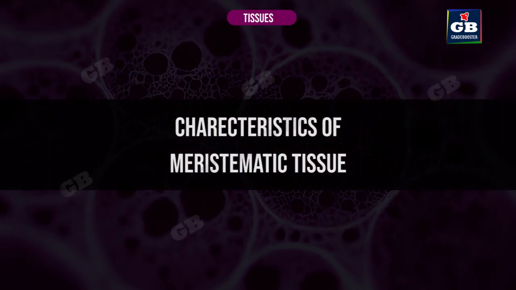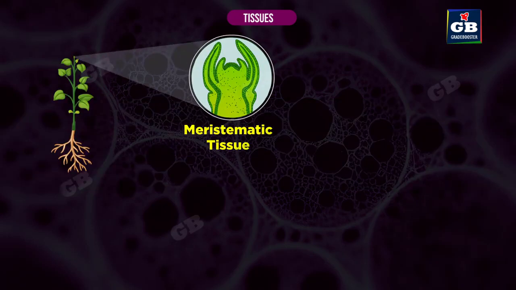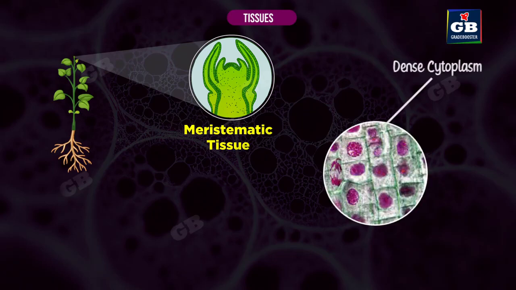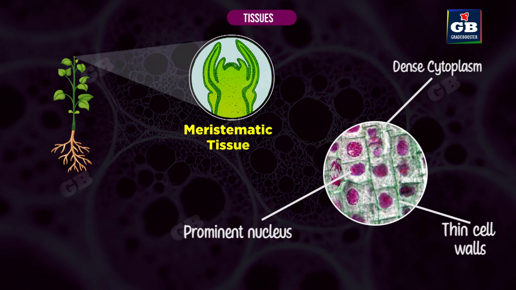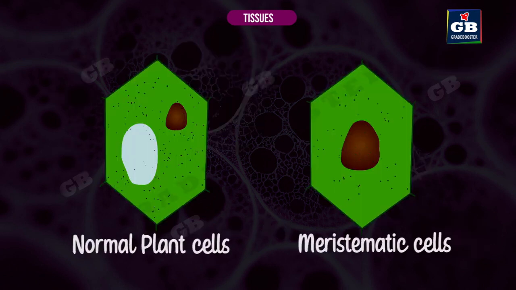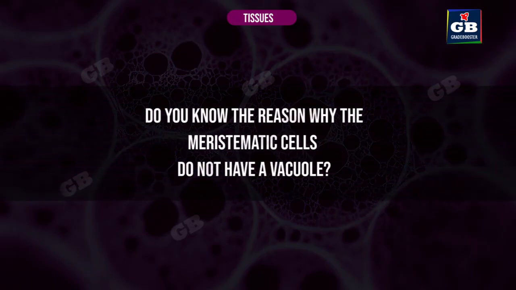Now let us see the characteristics of meristematic tissue. The cells of the meristematic tissues are very active. The cytoplasm of meristematic tissue is very dense. It has a big, prominent nucleus, and the cell wall is thin. Generally, plant cells possess big vacuoles, but if you observe the meristematic cells, they do not have any vacuoles. Do you know the reason why the meristematic cells do not have a vacuole?